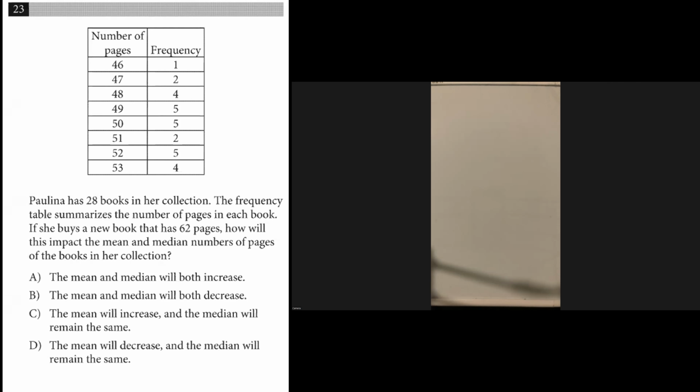So we're going to start with question number 23. This is on the calculator section, so you are allowed to use a calculator for these questions. I have shared the link in the chat as well.